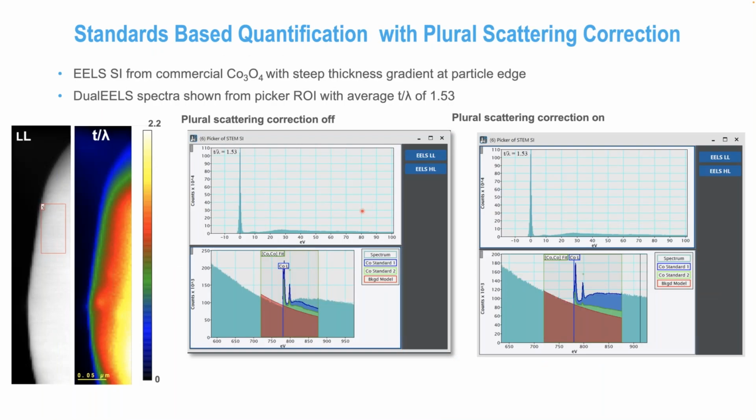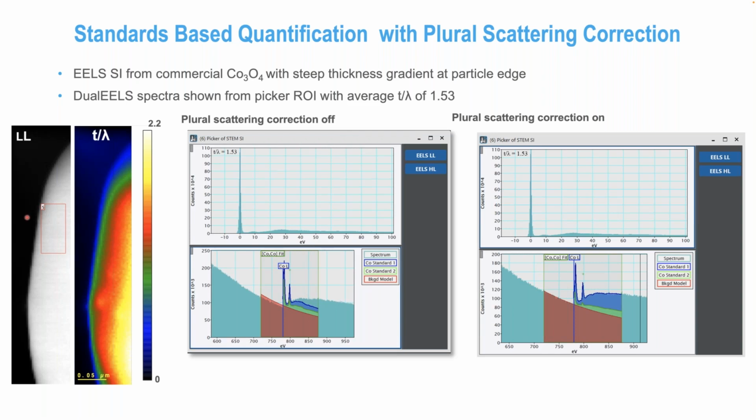Okay, so it's pretty similar. So here's an example of standards-based quantification with plural scattering correction. This is a DualEELS data set that was just acquired from some commercial cobalt oxide powder. And the particles of this powder essentially have a really steep thickness gradient from the edge to the bulk of the particle, which is quite typical.